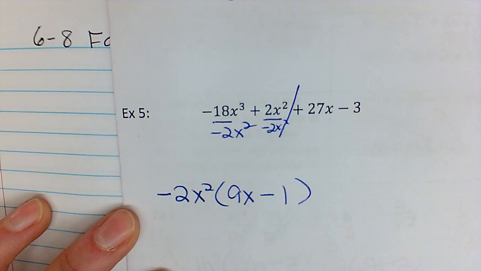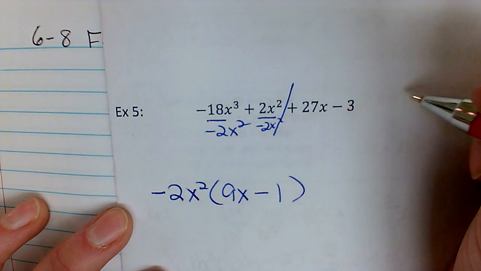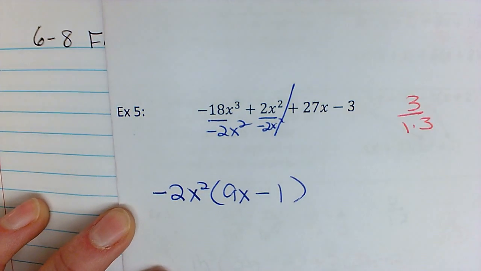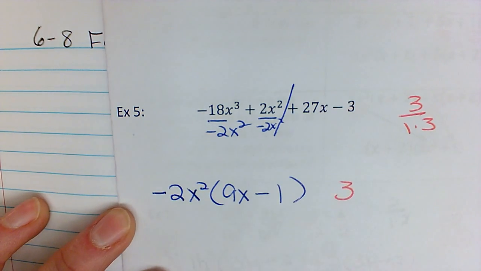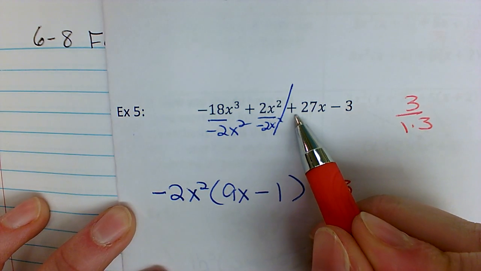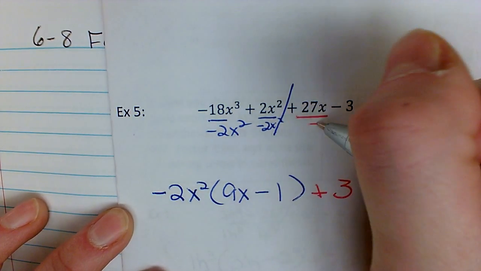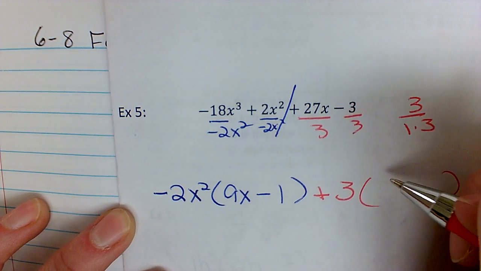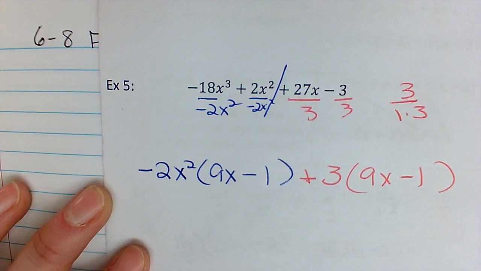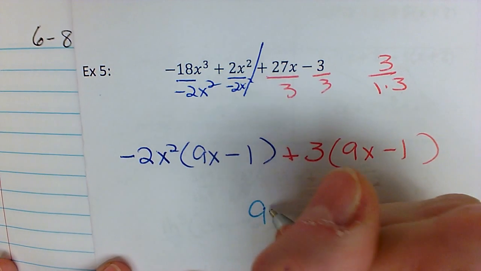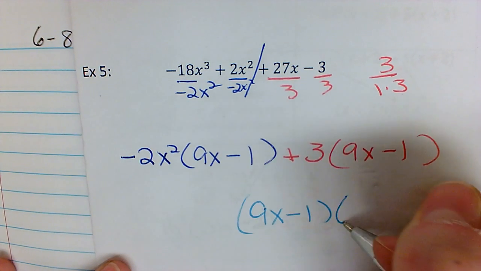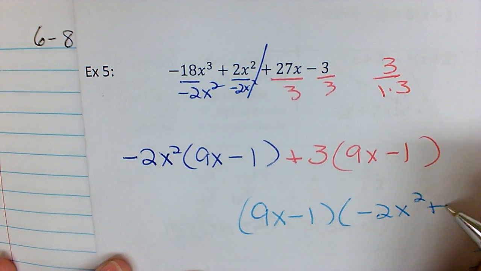And now I'm looking at my other two terms. 27 and 3. The only factors of 3 are 1 times 3, but 3 does divide into 27, so I'm taking out a 3. Because the first thing I see right there is a plus sign, I'm taking out a positive 3. When I divide that, it also gives me 9x minus 1. That's exactly what I wanted in both parentheses, so it becomes 9x minus 1 times negative 2x squared plus 3.